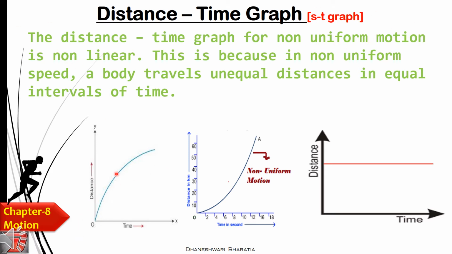This is a kind of non-uniform motion, which means that with regular intervals of time the distance is non-uniform, or I can say unequal distance is traveled by the particular object, right? This is because in non-uniform speed a body travels unequal distances in equal intervals of time.